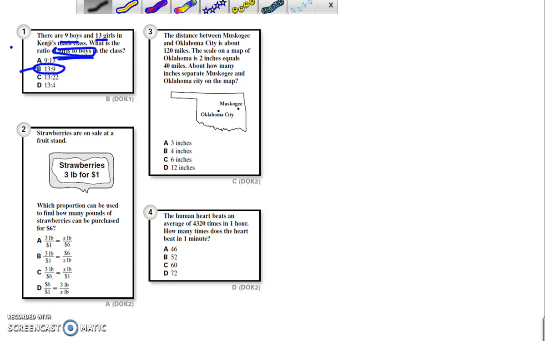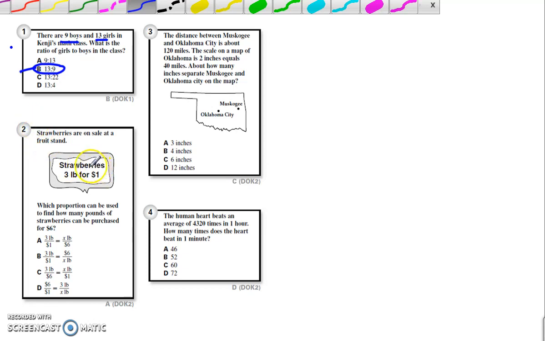Okay, for this first number here, make sure when you're reading through this, when you see 9 boys and 13 girls and you just start looking at the answers, you see 9 to 13. But notice they say girls to boys. How many girls? 13 girls. So 13 to 9. That's one of those tricky ones that you just need to pay close attention to and make sure you're reading it closely. How do they want you to list the ratio? This one says girls to boys.